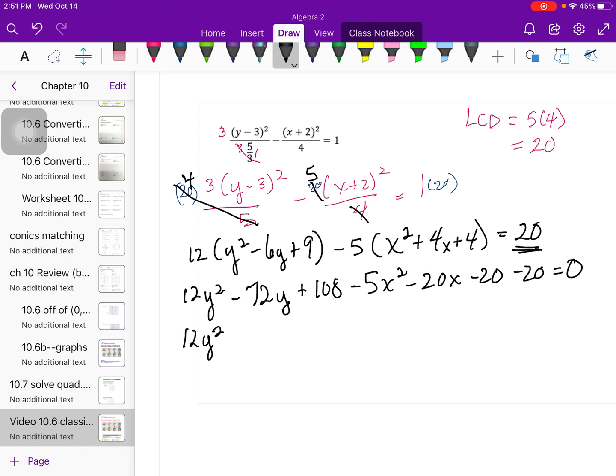So I have 12y squared minus 72y minus 5x squared minus 20x. 108 minus 40 is plus 68 equals 0.